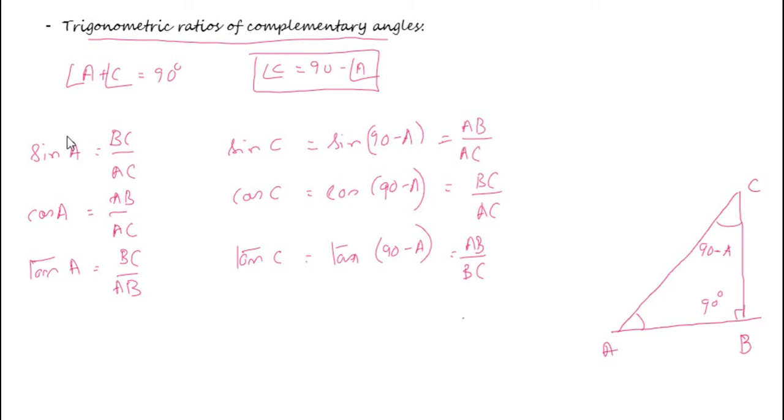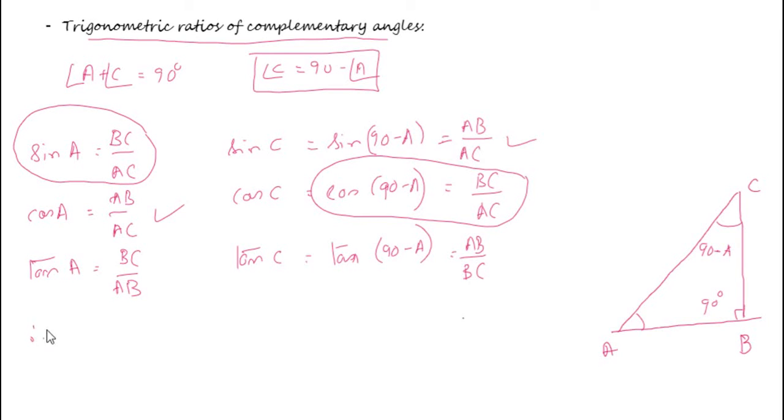Now if you consider sin A is BC by AC, but cos C, that is cos 90 minus A, is also BC by AC. These two are equal. If you consider sin C, that is sin 90 minus A, is AB by AC, but cos A is AB by AC. Therefore, we can write sin 90 minus A is equal to cos A.